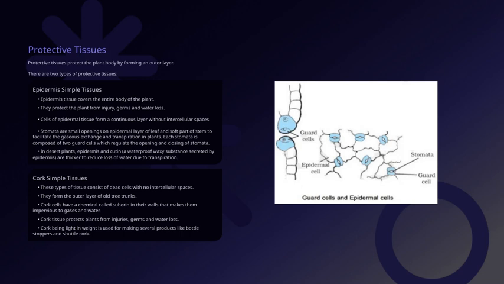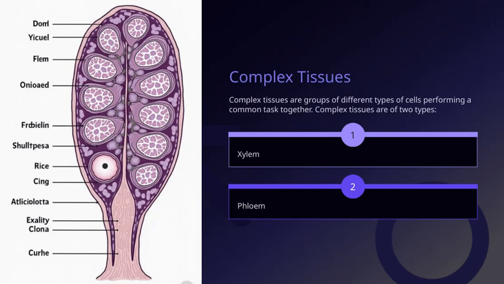Overall, these protective tissues are vital for the plant's survival, helping it resist environmental stresses and prevent water loss, which ties directly into the broader theme of how plants adapt to their environment. Now, let's talk about complex tissues. These are groups of different types of cells that work together to perform a common task.